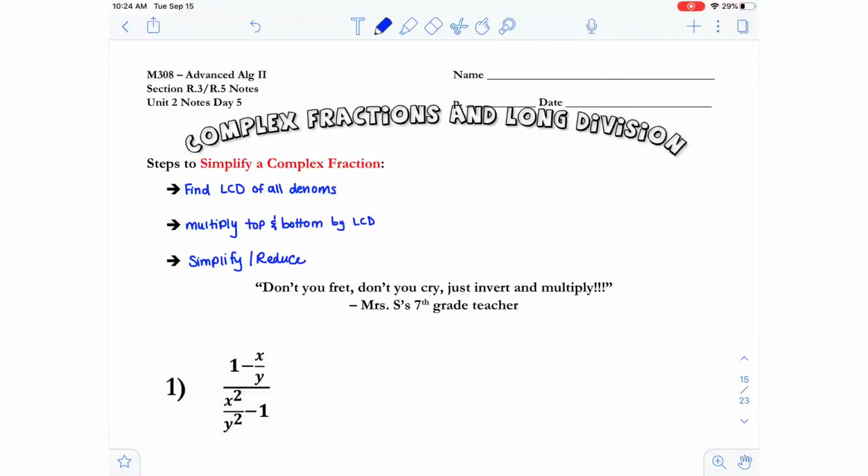Hey class, so we need to do an intro to some complex fractions and long division. I say intro, but this is going to be a little bit longer than normal.